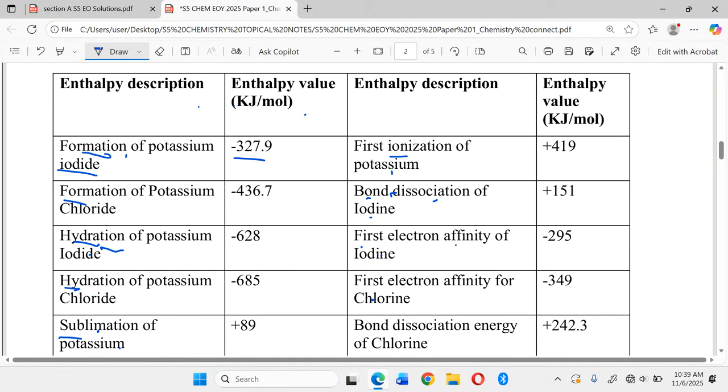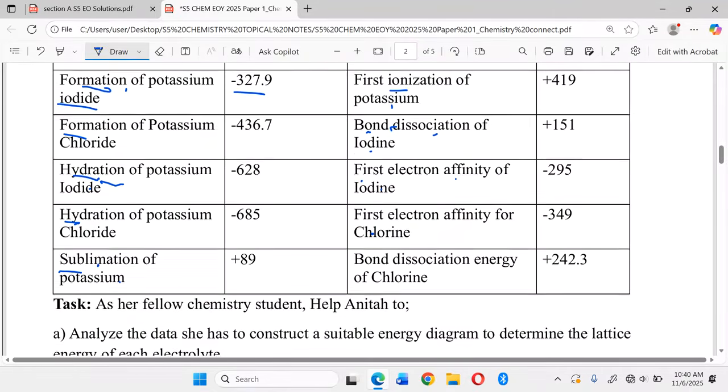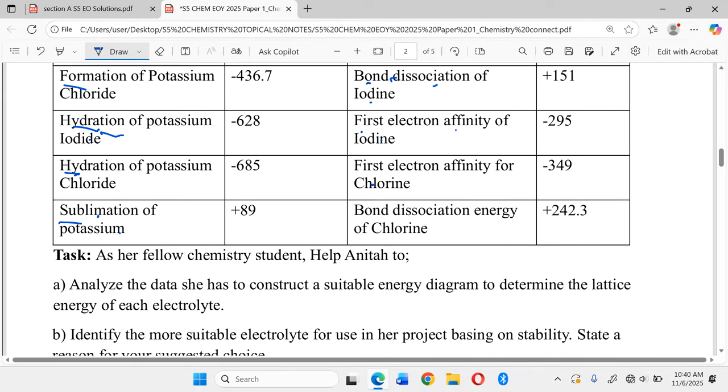We see ionization, what first ionization energy is. We see bond dissociation. So as we go through this item, we have to have the definitions on our mind. Can we define all these? Can we interpret them? Can we be able to write some equation to reflect bond dissociation of iodine? Can we write that equation? So those are things we shall be looking at in this item. So let's look at the task.